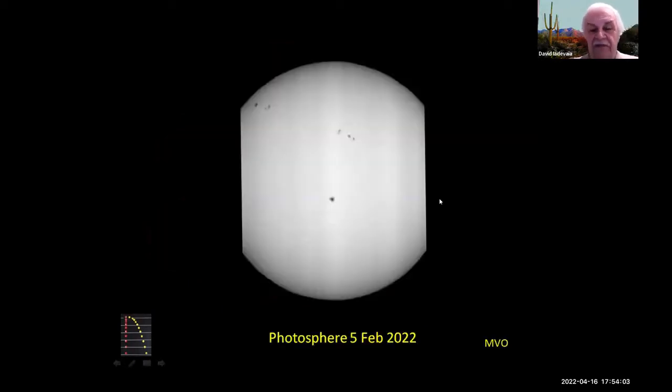This is a white light image that I took with the device that I'm going to explain today, of the photosphere on the 5th of February this year. And here you can see sunspots, which you normally would expect to see on the photosphere. And if you look closely, you might see some sort of fuzziness there, which are the granulations that I just talked about. And why this date is important, you'll see as we go along.